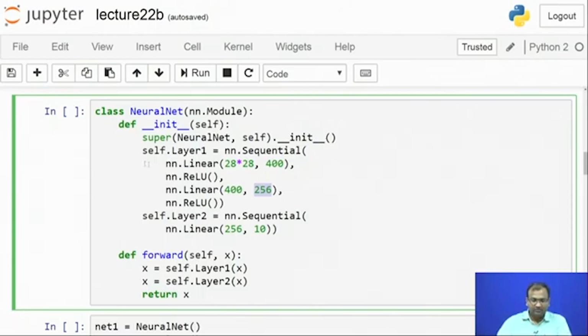So, the only point is that this part which is called layer 1 is your representation learning network, and this is your classification network, and then it is just very straightforward to do it.